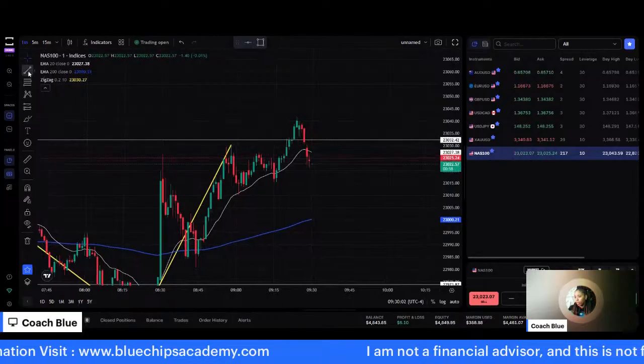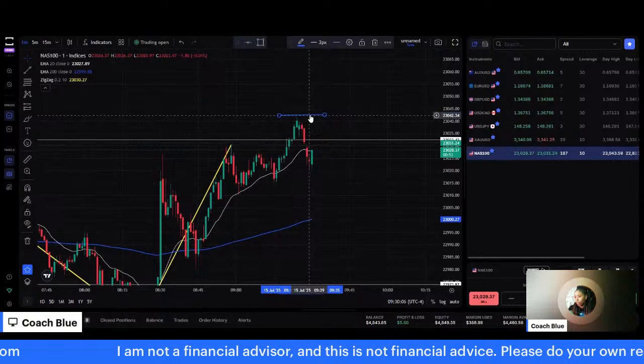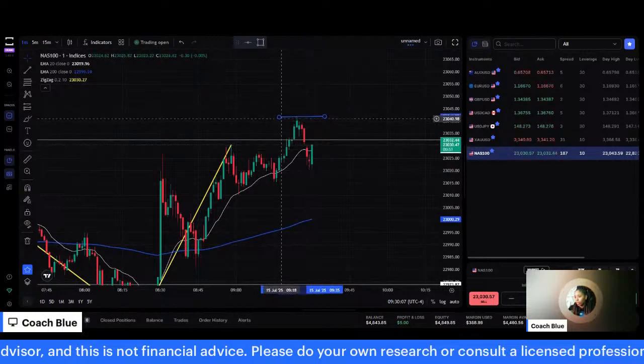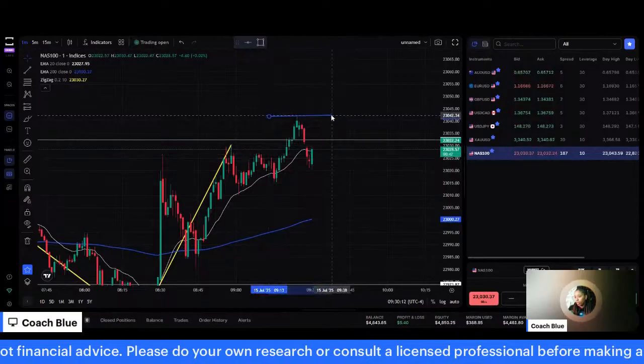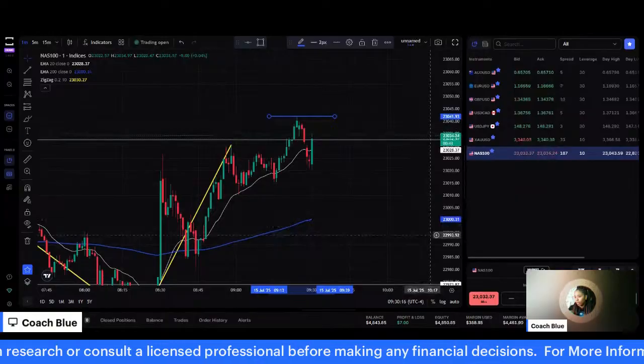Now, if we pass this area here, market is open. If we pass this area here, I'm entering a buy. I'm going to let y'all know that now. If we pass this area right here, that's a nice strong move. Let's see if they can keep it up.